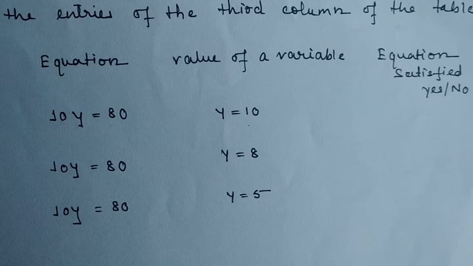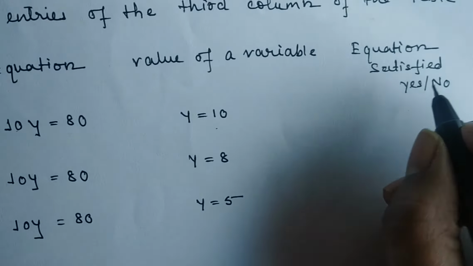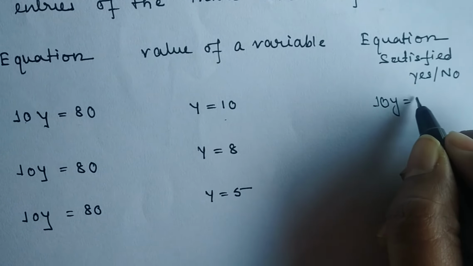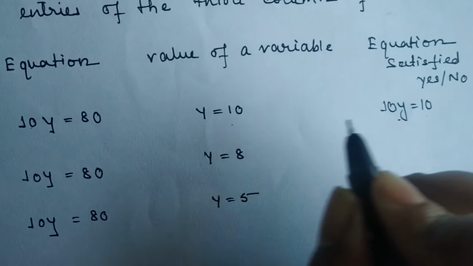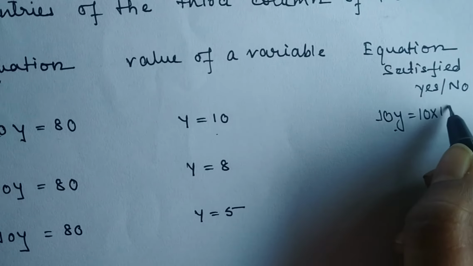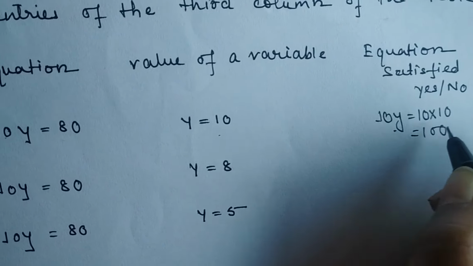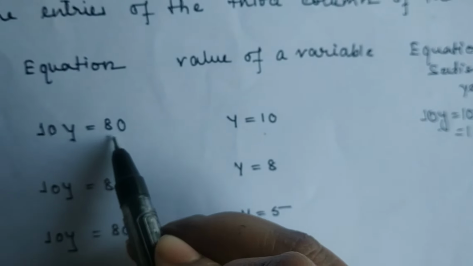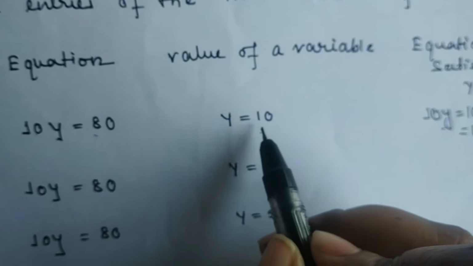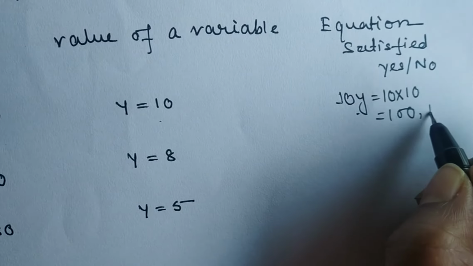Here we will write 10 into y, 10y means 10 into y. So in place of y, if we put the value of y which is 10, then we will be getting 10 into 10 which is 100, and on the right hand side 80 is there. That means this value doesn't satisfy the given equation. So we will write no.